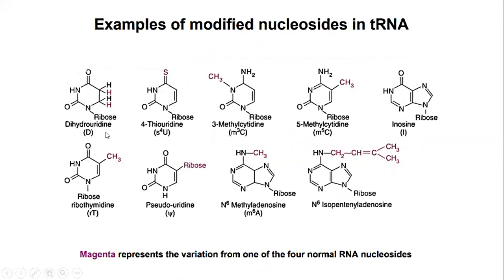Basically, the dihydrouridine, thiouridine, methylcytidine, 3-methylcytidine, 5-methylcytidine, inosine, ribothymidine, and pseudouridine. These are very common modifications of nucleosides that are present in the tRNA.